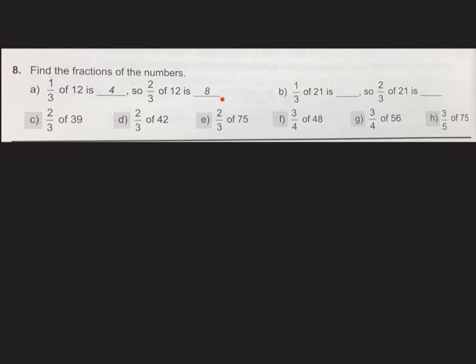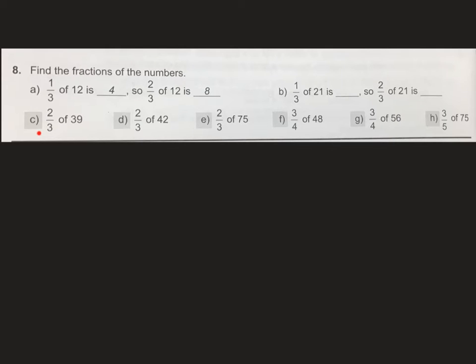But the strategy they're using is to go back to a unit ratio. So they're saying, okay, 1/3 of 12 is 4. So 2/3 of 12, remember that's going to be double, is 8, right? So if we're here, 1/3 of 21 is this. So 2/3 of 21 should be twice as much.